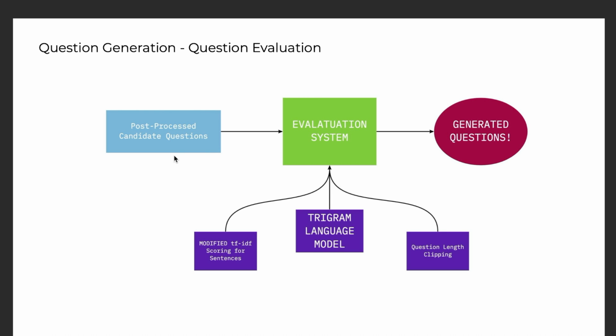Apart from having modified TF-IDF scoring and question length as criteria, the main component of the evaluation system is the trigram language model, trained on the entire training data given to us for the project. This evaluation system generates beautiful looking, grammatically correct questions which can be answered from the passage, and it also generates important questions.